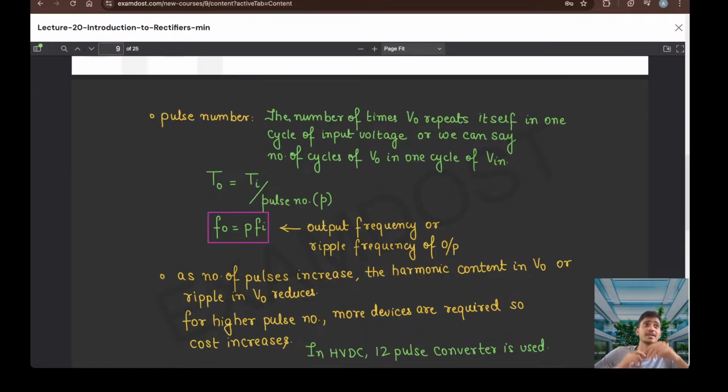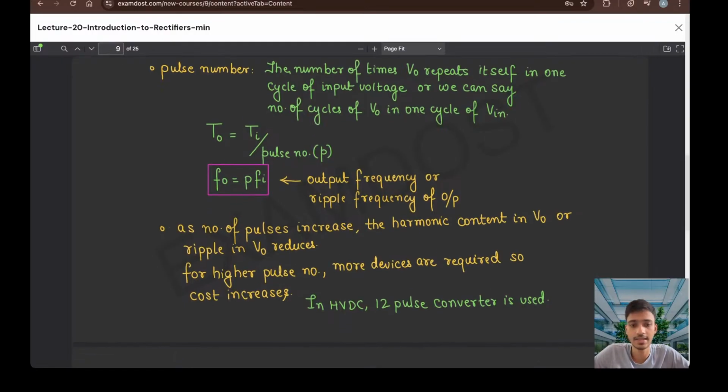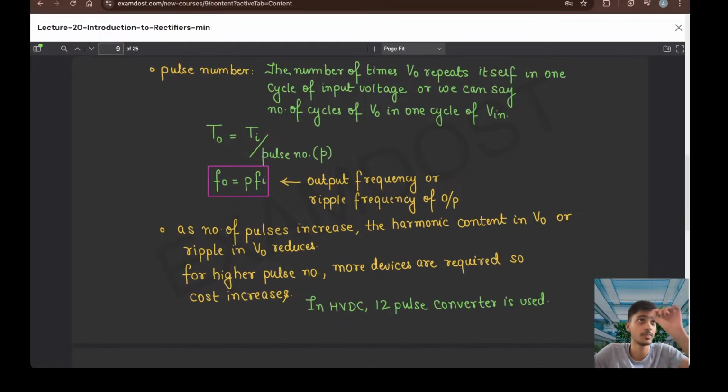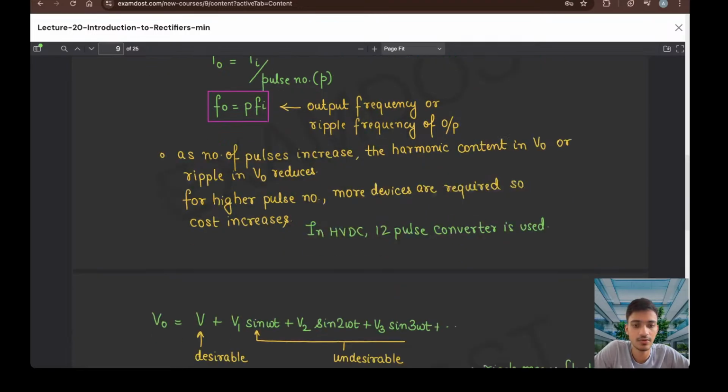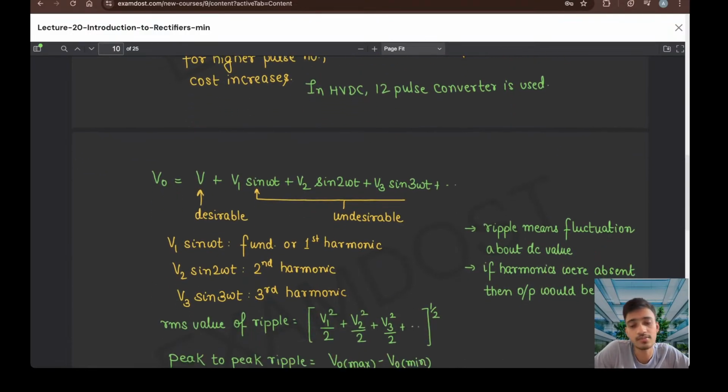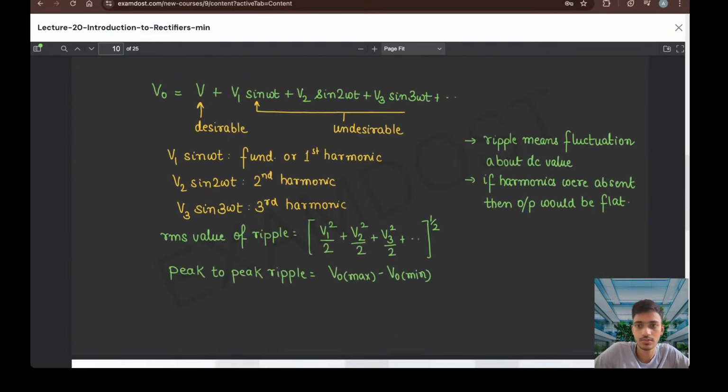But it is very hard for you to increase that number of pulses. It is very hard, मतलब बनाना बहुत ज़्यादा हार्ड हो जाएगा. क्यों? क्योंकि ज़्यादा नंबर ऑफ डिवाइसेस चाहिए होगा. ठीक है. और हमारे पास HVDC यदि देखोगे तो उसमें 12 कन्वर्टर मैक्सिमम यूज़ किए जाते हैं. तो ऐसा समझ रहे हो.